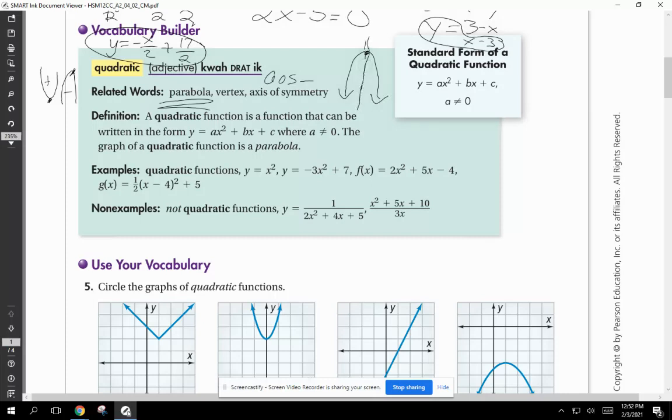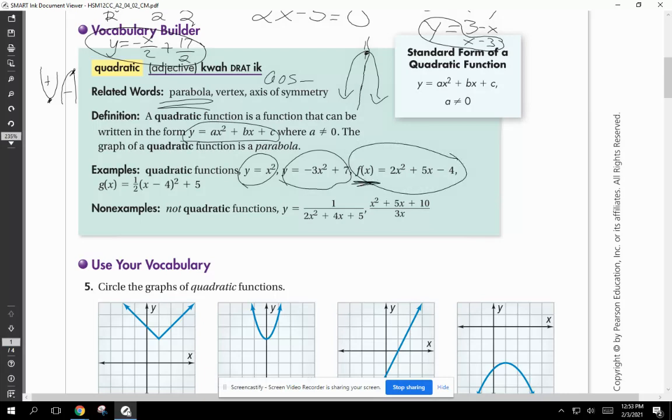Definition. A quadratic function is a function that can be written in the form of this, like we said, where a is not equal to 0. The graph of a quadratic function is a parabola. Understood? Here are our examples. y equals x squared. y equals negative 3x squared plus 7. Function of x will be written like that sometimes. So you have to make sure you know function of x is a parabola.